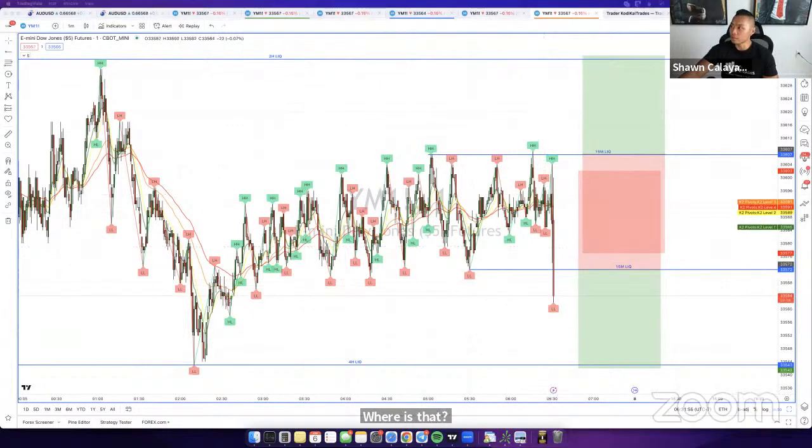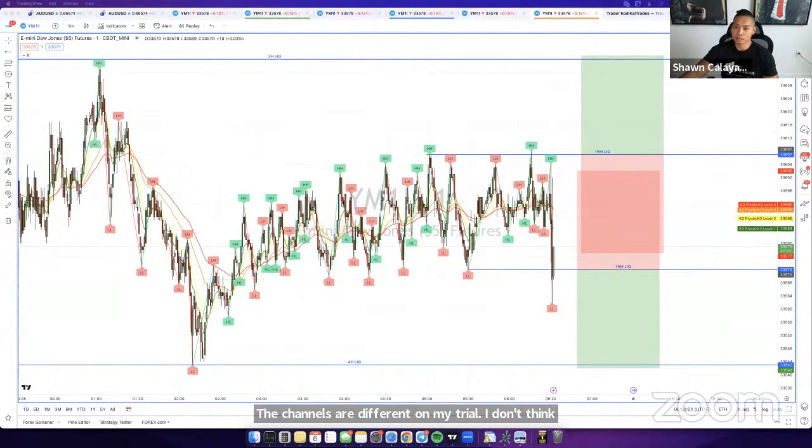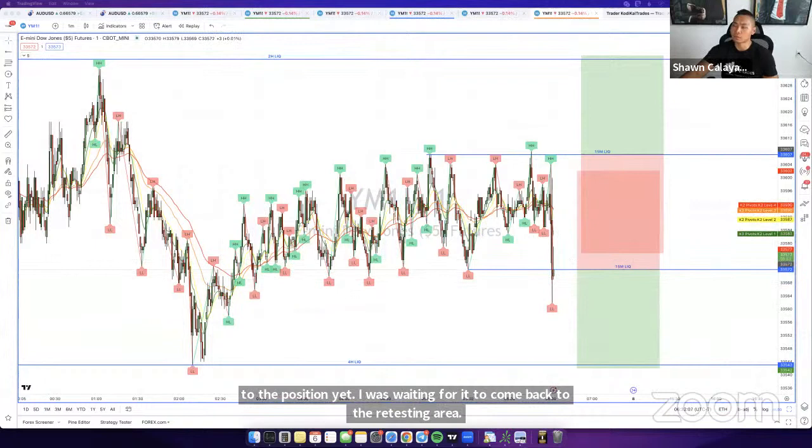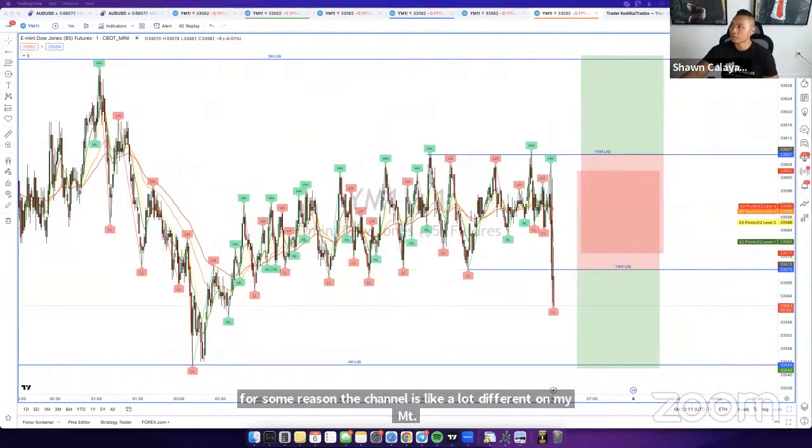The candles look different on my chart. I don't know if they look different on yours, but I didn't get into the position yet. I was waiting for it to come back to the retest of the area. But for some reason, the candles look a lot different on my MT4. Well, they look the same, but they look different on the chart.